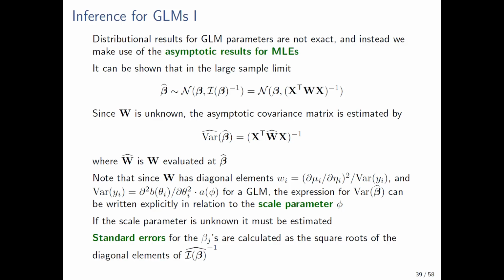Since W is unknown, the asymptotic covariance matrix is estimated by evaluating W at beta hat, which comes out of the iterative fitting process that we talked about in the previous part of the lecture. Note that because the elements of W involve the variance of yi, the expression can be written explicitly in terms of the scale parameter phi. And if the scale parameter is unknown, it must be estimated. Standard errors for the beta j's are then calculated as the square root of the diagonal elements of the estimated inverse information, and once we have standard errors, then we can get on and do inference.